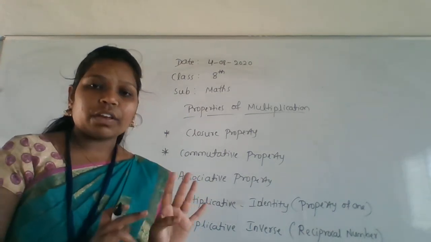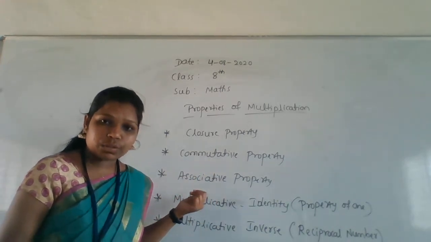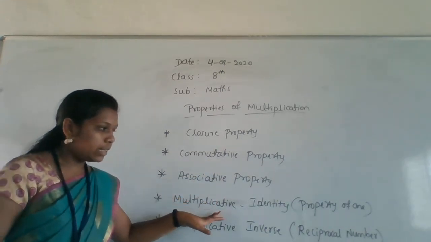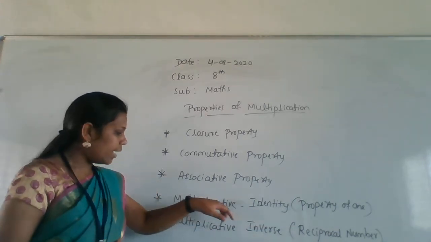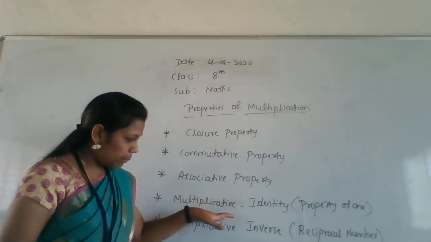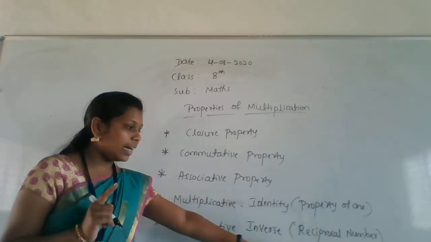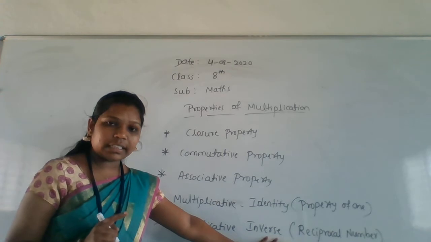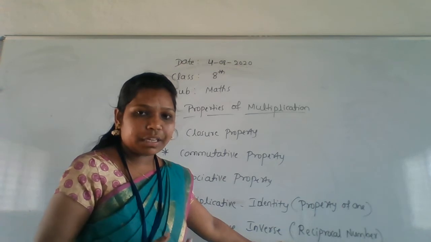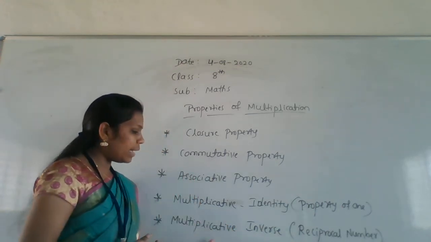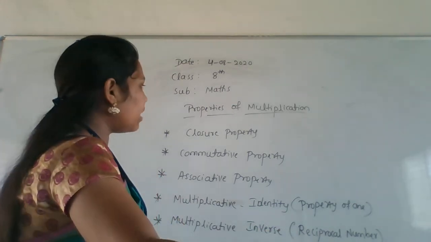There are 5 properties. First one is closure property. Second one is commutative property. Third one is associative property. Fourth one is multiplicative identity. And last one is multiplicative inverse. Multiplicative identity is nothing but the property of 1. And multiplicative inverse is nothing but the what? Reciprocal property, reciprocal of a number. I hope everyone knows the meaning of reciprocal. While explaining the multiplicative inverse, I'll tell the meaning of reciprocal. We'll study one by one now.